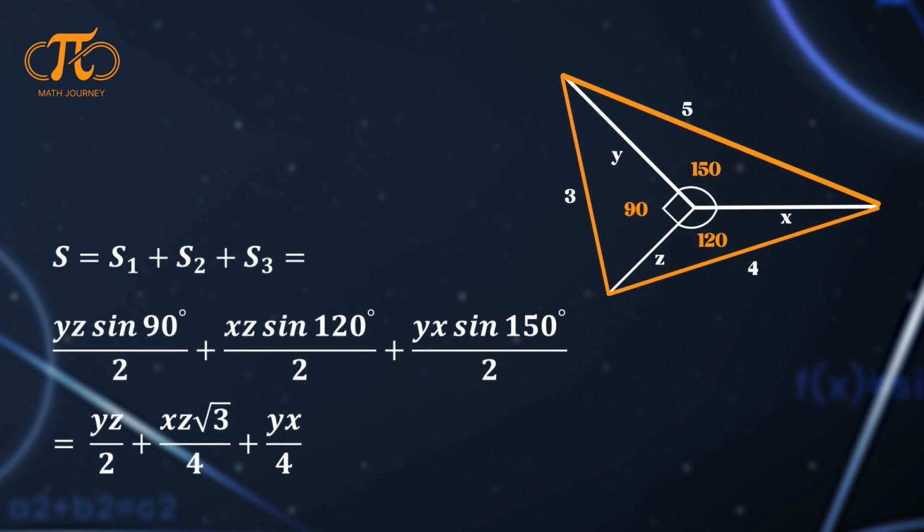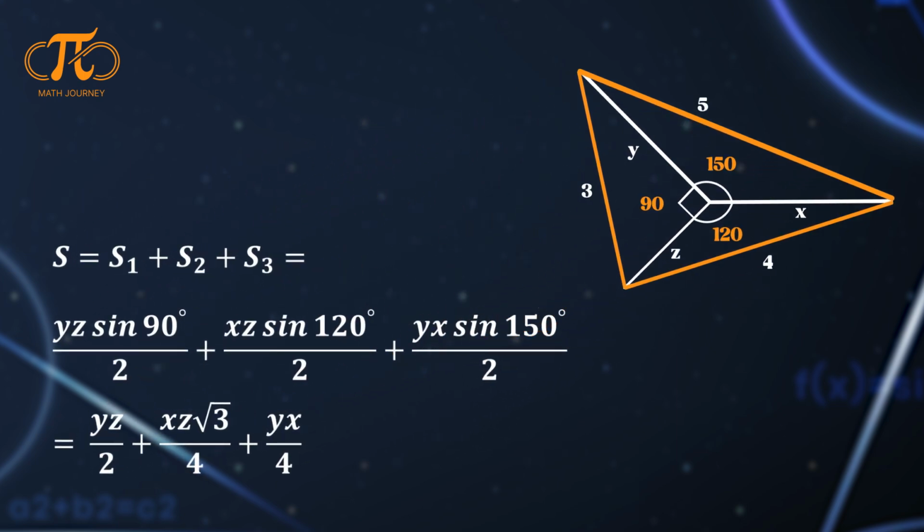For the triangle with sides x and y and an angle of 150 degrees between them, the area is given by 1/2 times x times y times the sine of 150 degrees. Since sine of 150 degrees is the same as sine of 30 degrees, which is 1/2, this area simplifies to xy over 4. Next, for the triangle with sides y and z and a right angle between them, the area is straightforward: 1/2 times y times z.